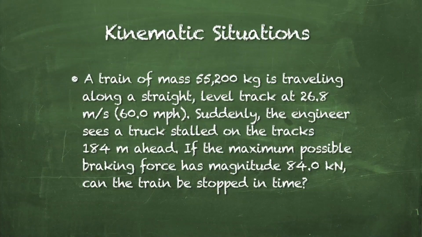Let's try another example. A train of mass 55,200 kilograms is traveling along a straight level track at 26.8 meters per second, which is 60 miles per hour. Suddenly, the engineer sees a truck stalled on the tracks 184 meters ahead. If the maximum possible braking force has magnitude of 84 kilonewtons, can the train be stopped in time?